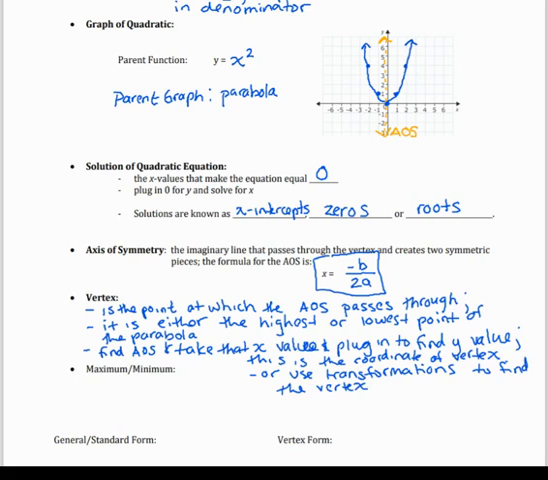Okay. Now let's move on to describe that vertex more. We said that it's either the highest or lowest point. So when it is the highest point, we call that a maximum. Our max is the highest point, and we have a maximum when that graph is going to go down, right? A maximum means that the graph is going down and we have a highest point, which means, how do I determine if it's going down? We have a flip. So we're going to look at that a value to see if it's negative.